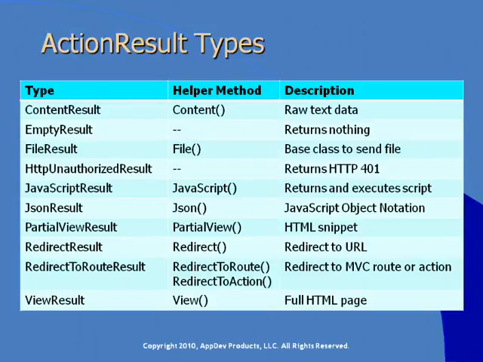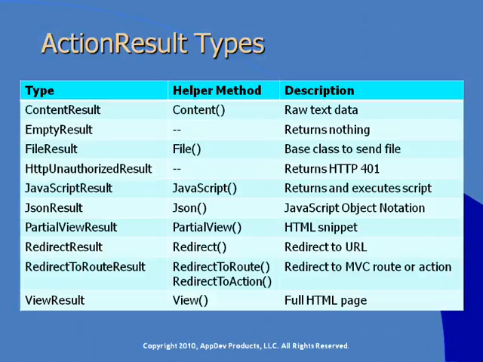You can also use a JavaScript result. This literally returns JavaScript commands to the browser, which is usually in response to an AJAX request from the browser. It injects that JavaScript into the response stream. You can use the JSON result object in order to return JavaScript object notation data, which is a lightweight textual data format. As you develop more complex web applications using MVC, you'll probably use the partial view result quite a bit. This is similar to the view result, but it sends a snippet of HTML rather than a full page, again usually in response to an AJAX request. The redirect result redirects the user to another URL, and it uses an HTTP 302 status code in order to do that redirection.